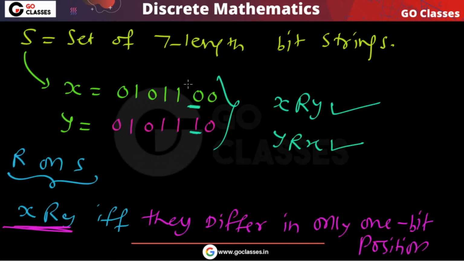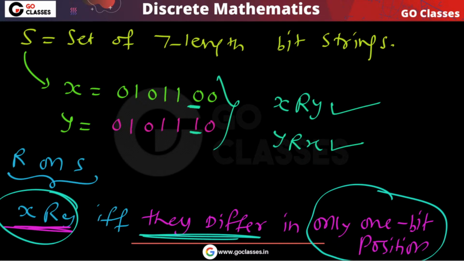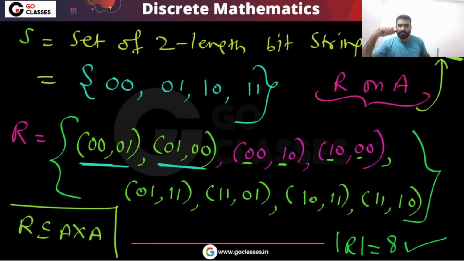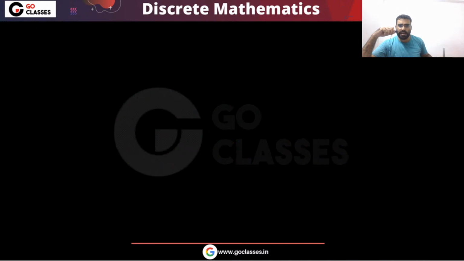So now actually what is happening? When you see this phrase, that two things are related, X is related to Y if and only if they differ in only one bit position, what will come to your mind? So yes, hypercube graph. Very good, very good. This is a hypercube graph.